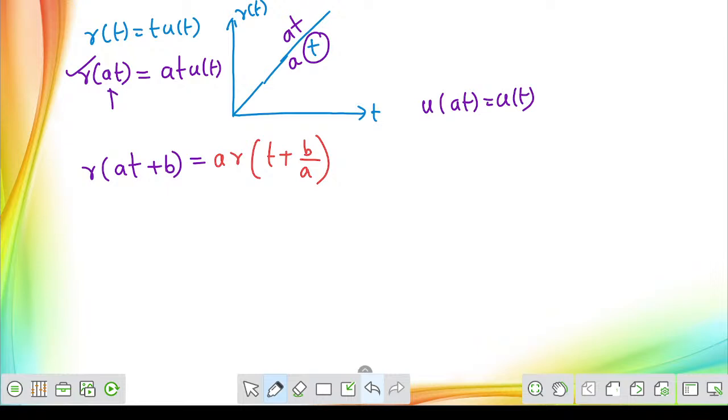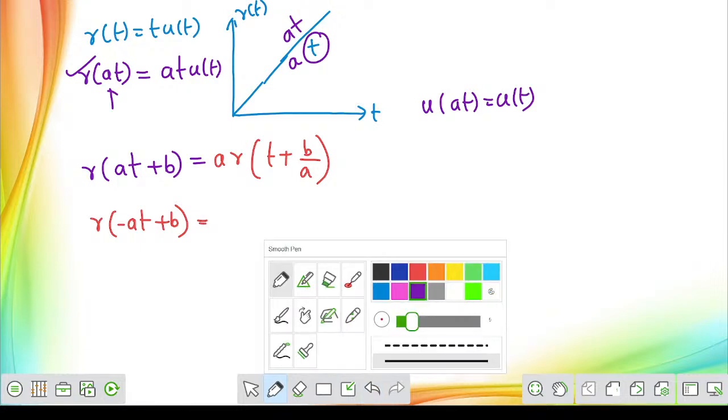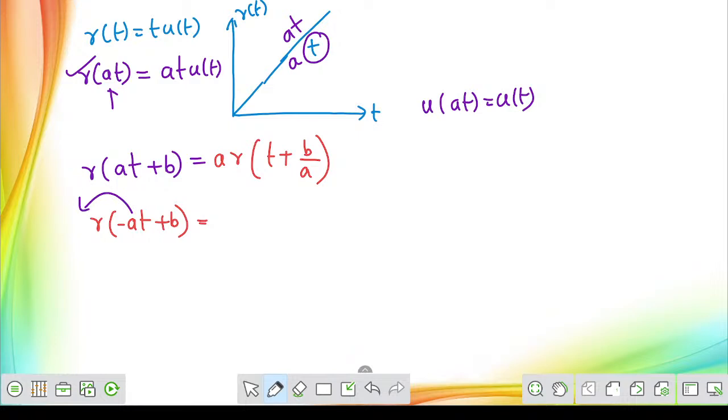And next thing is, suppose it is flipped, r of minus a t plus b, how should I write this? If it is flipped like this, one thing you should remember in a ramp signal is that this signal will be equal to, take only a outside, don't take minus. So this will become a times r of minus t plus b by a. We have taken only a outside.